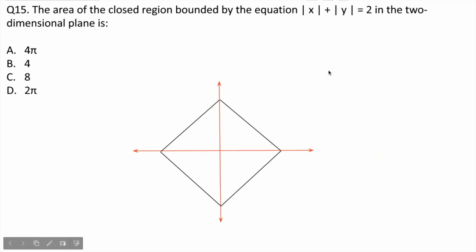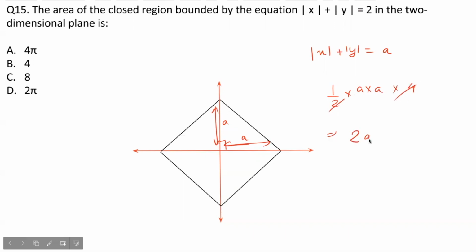Another general approach you can use in these questions, guys, is if you have mod x plus mod y is equal to, let's say, a, we can observe that in all the four quadrants, we will have triangles, actually isosceles triangles having perpendicular sides, a units each. So area of one such triangle will be half into base into height. Like that, we have four such triangles. So area will be 4 into this value.